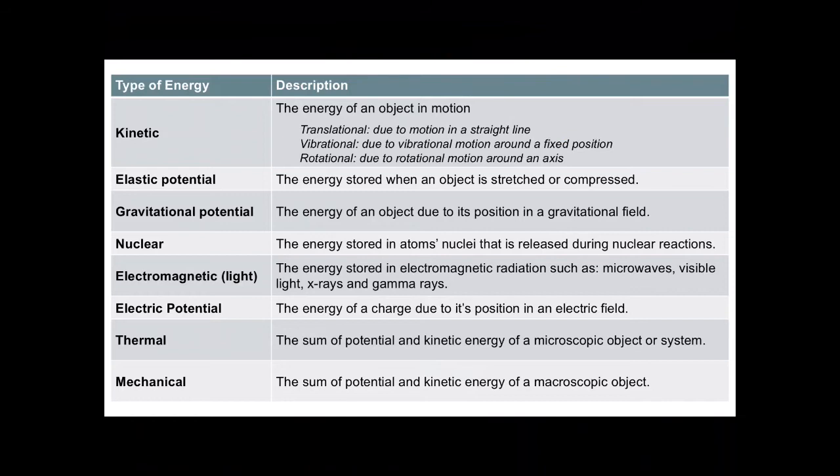There's thermal energy, and that's the sum of potential and kinetic energy of a microscopic object or system. And there's also mechanical energy, and this is the sum of potential and kinetic energy of a macroscopic object. So microscopic is a small, tiny object, and macroscopic is macro, so big object. Thermal energy and mechanical energy are the sums of kinetic and potential energy, so they're made up of constituent types of energy. The rest are made up of themselves.